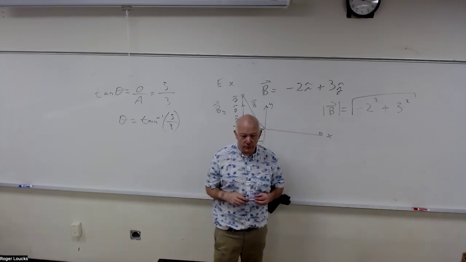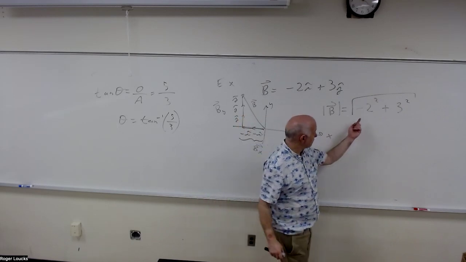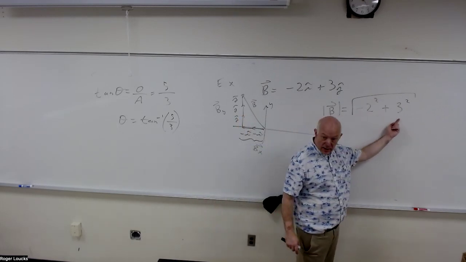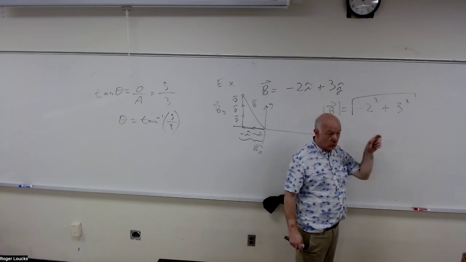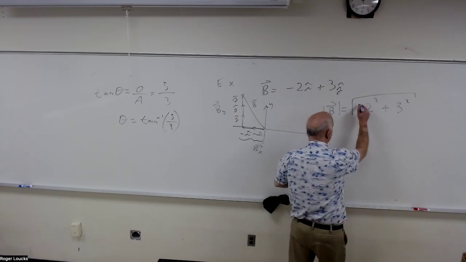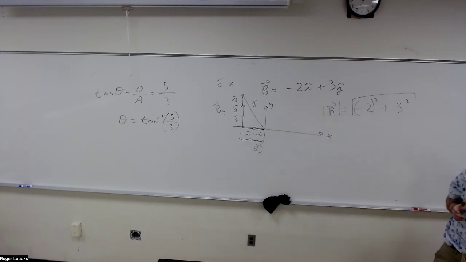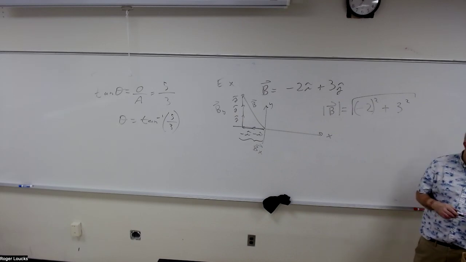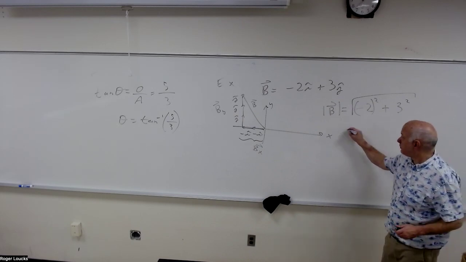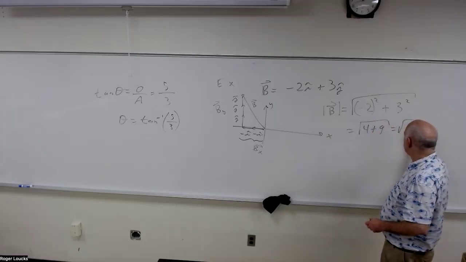You have to be really careful here. Negatives, not parentheses. Exactly. If you leave it like this, it's minus 4 plus 9, and that's not going to work. When you do these things, all the terms in there are always positive. So really what you have is this. Does that make sense? Okay. So what this would then be is the square root of 4 plus 9.